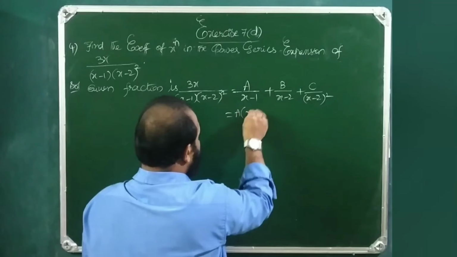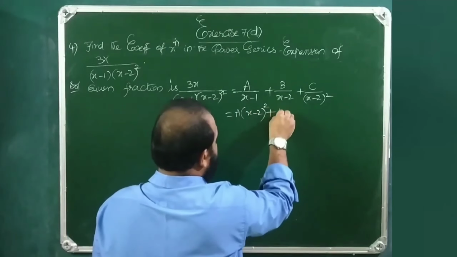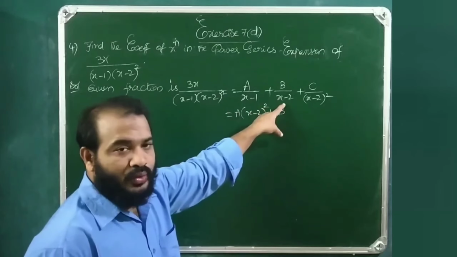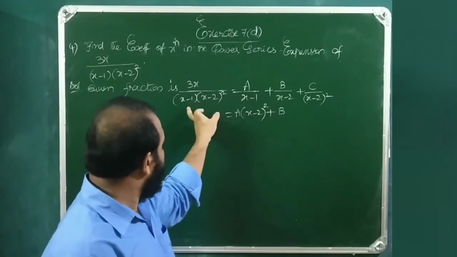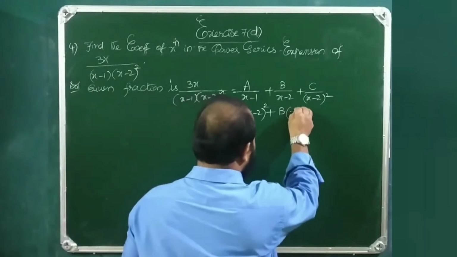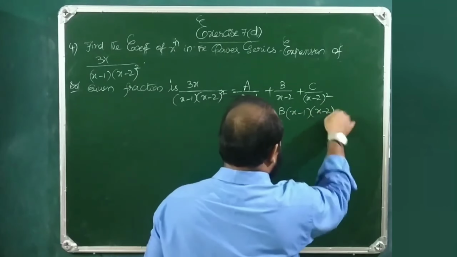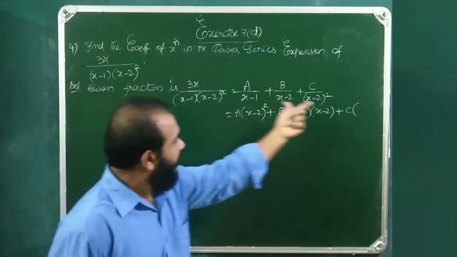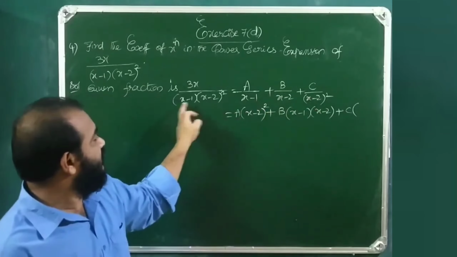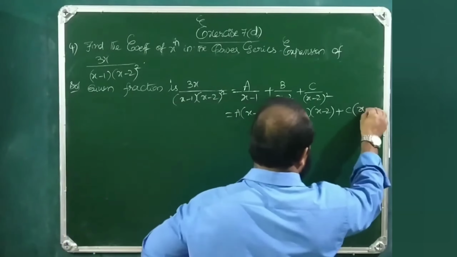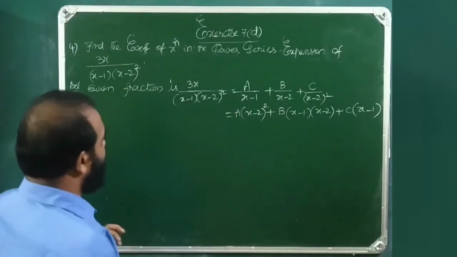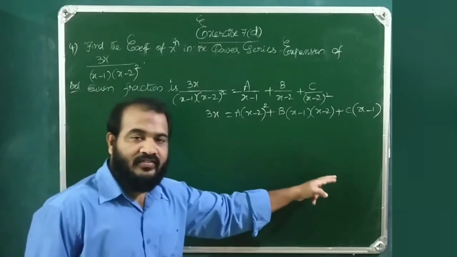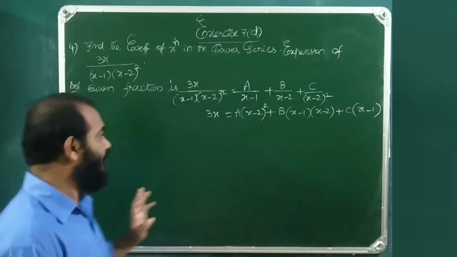A into x minus 2 whole square plus b into x minus 2 whole square, x minus 2 is one time cancelled, x minus 1 into x minus 2, plus c into, this by this gets cancelled, x minus 1. This is equals to 3x. The denominator on both the sides gets cancelled.